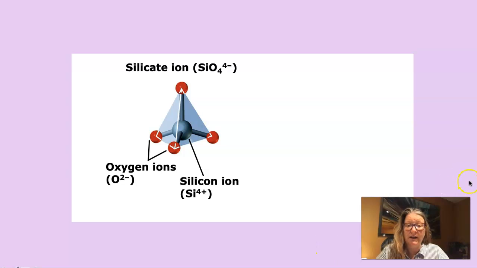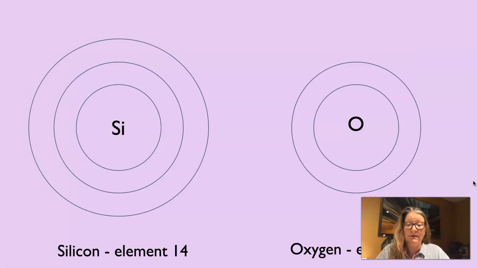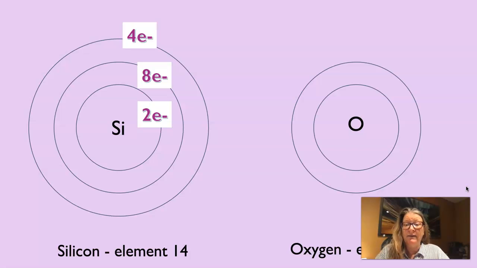Let's take a quick look at the electron structure around these two elements. Silicon is element 14, which means it has 14 protons, and a neutral atom of silicon has 14 electrons. Remember our rules that we can only put 2 electrons in the first shell, and then we can put up to 8 in the next shell. Well, because we only have 14, we have 2 and 8, and then 4 in this outer shell. And remember, this outer shell will be full if it has 8, or if we get rid of these 4, and then we have 8 in the shell below.